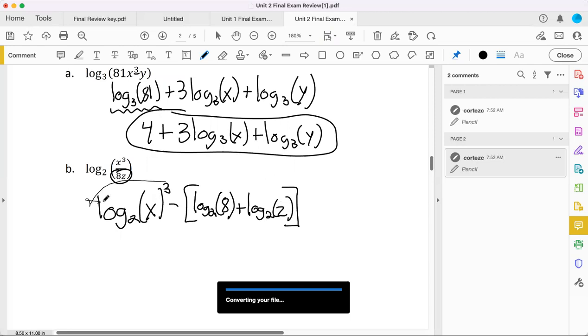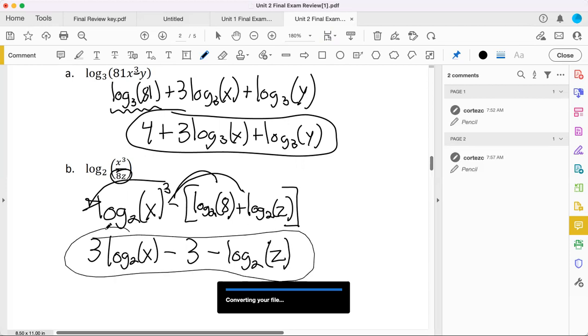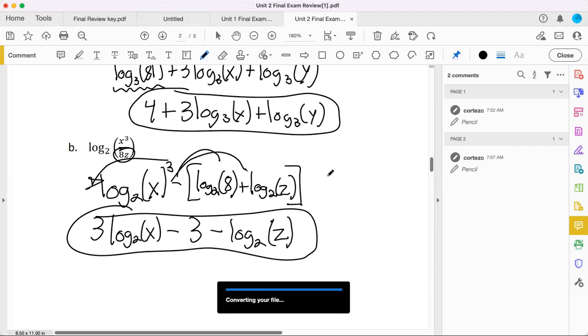So exponent rule can do that. So 3 log base 2 of x. And you're now deducting, what would this be? 3. And you can also distribute, say that you're deducting log base 2 of z. So the properties, make sure you know them, make sure you recall them, know when to use them. Hope that helps.